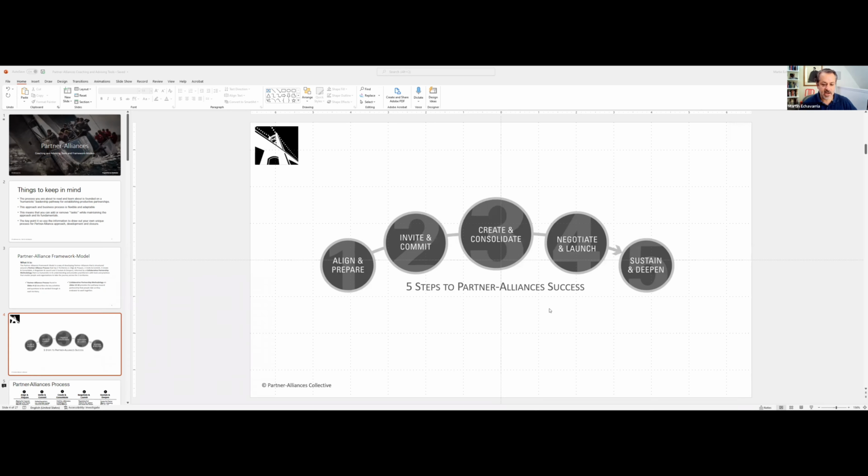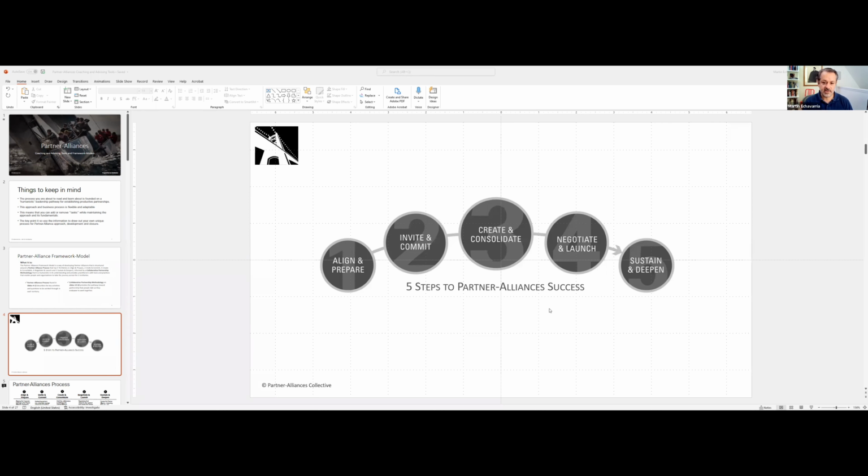Second step, invite and commit. That is inviting your partner into building a partner alliance: the steps and the tools and the approaches that are required to arrive at a state of commitment with that partner so that you can build your partner alliance. Third, structure, create and consolidate. What's that partner alliance going to look like? What's the business plan behind it? What are the key elements to consolidate a contract and an agreement?